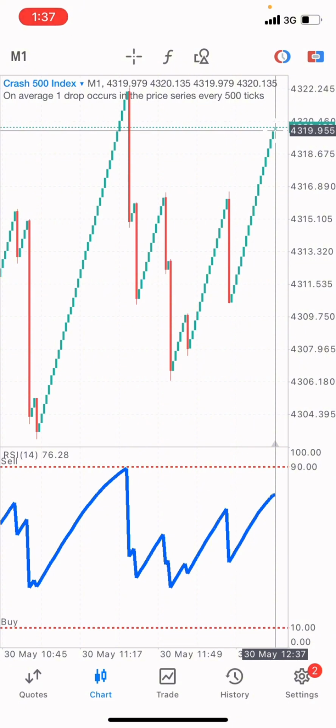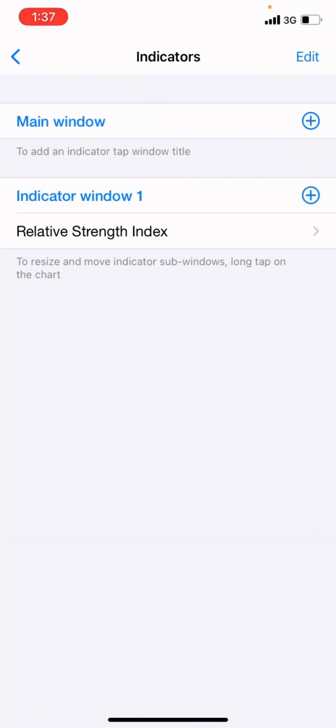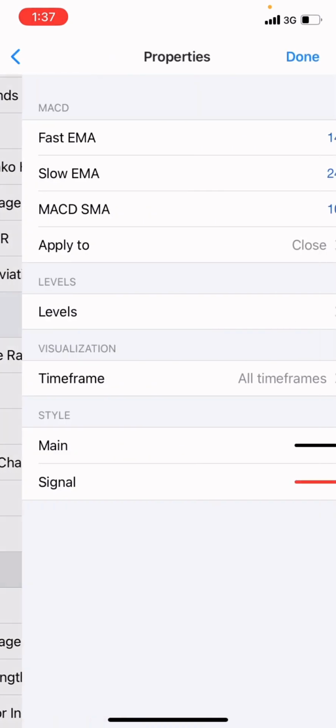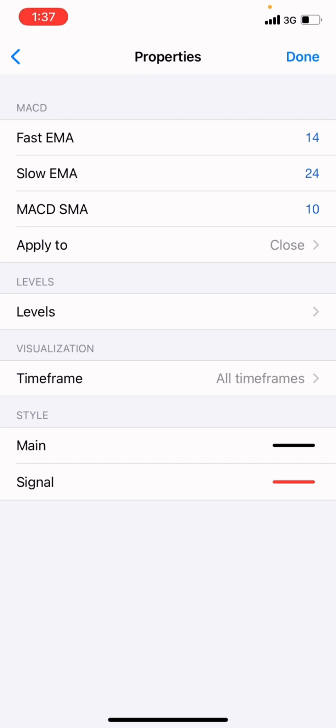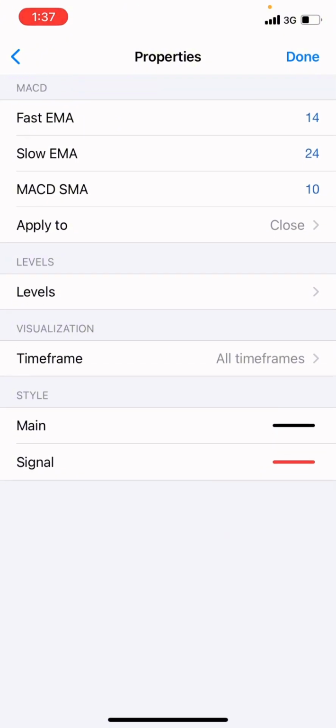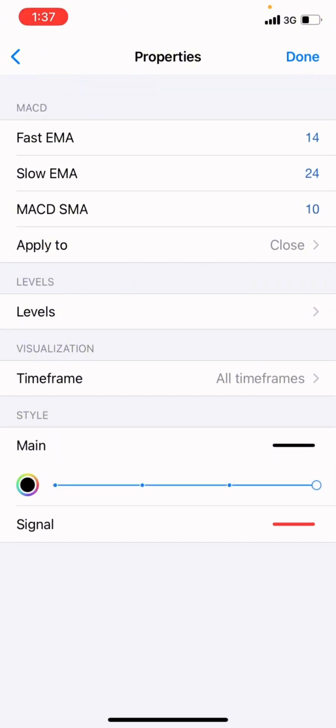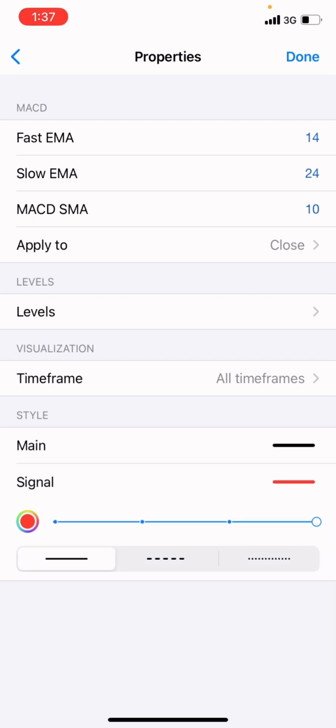Now I'm going to place another indicator which I want you to take note of. It's called the MACD indicator, which is this one right here. You put the fast EMA 14, slow 24, and the MACD SMA on 10. You apply it to close. You don't add any levels. The main here, you put on 4 pixels, the signal on 4, color red.